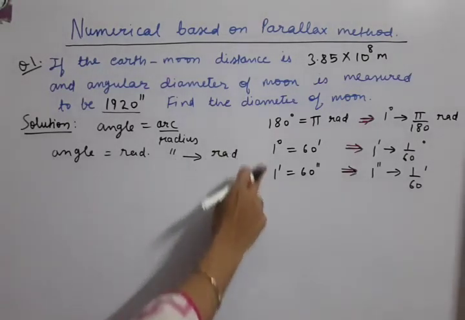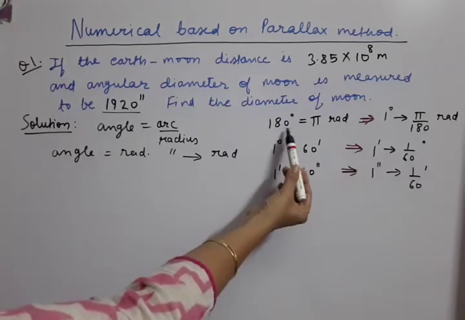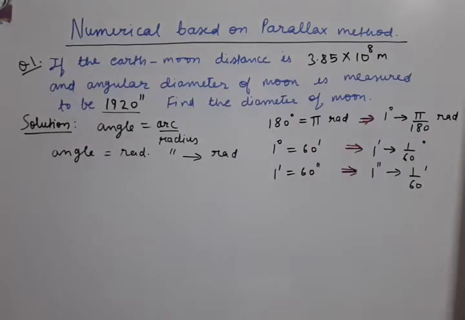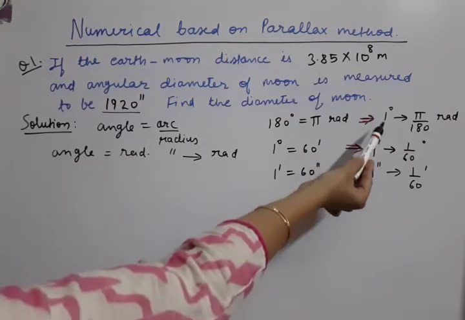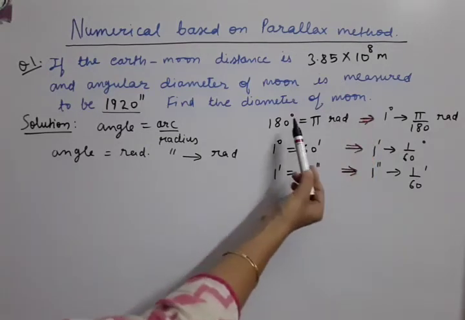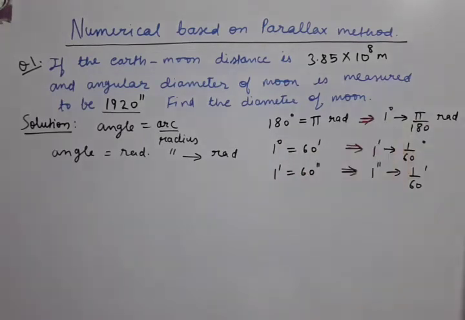So here you need to see some relations about the angle. The first relation is 180 degree is pi radian. This you are already using in maths. Okay, 180 degree is pi radian. So how much will be 1 degree? So 1 degree will be pi by 180 radian.